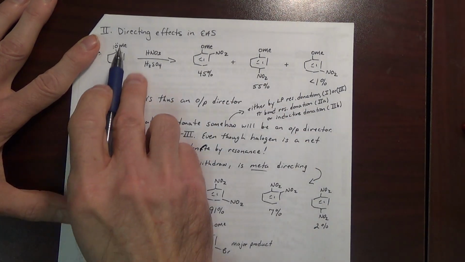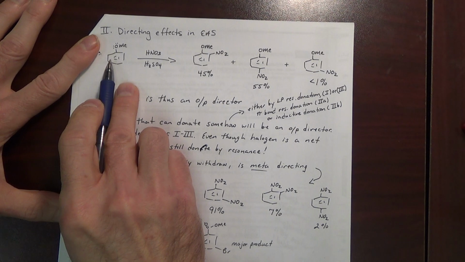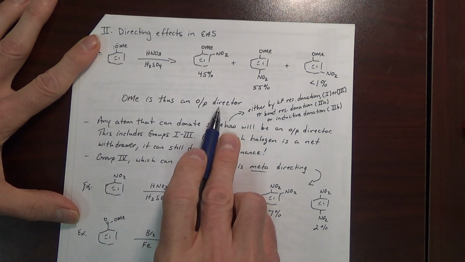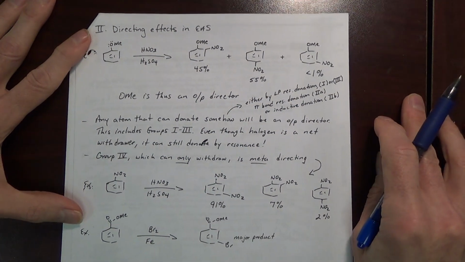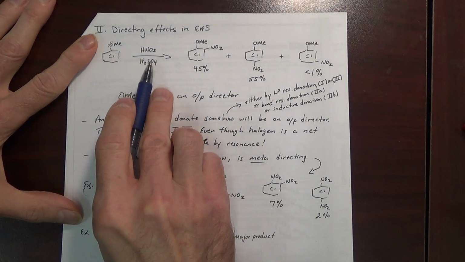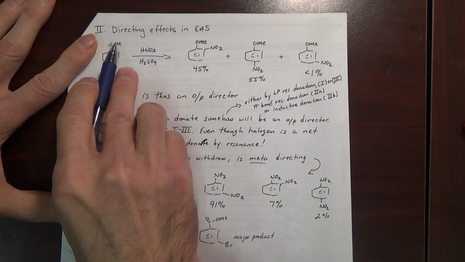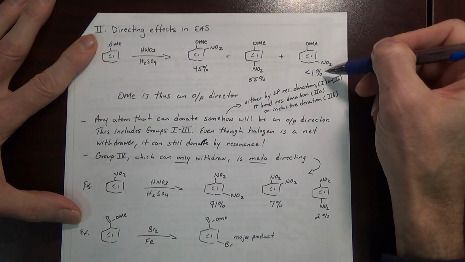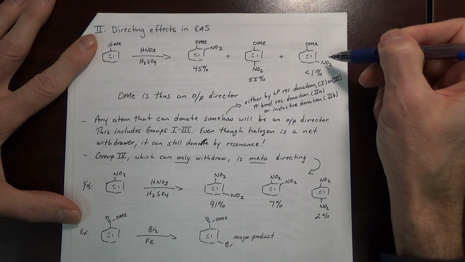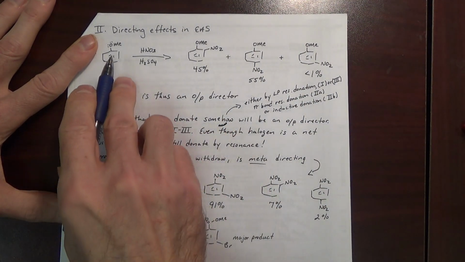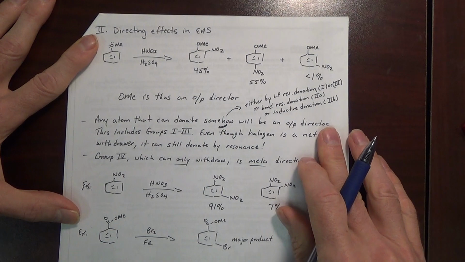Thus, we call the methoxy group on the benzene ring an ortho-para director. It has directed the new group relative to itself to the ortho and para positions, not to the meta position. And indeed, many groups are ortho-para directors, like the methoxy group is here.